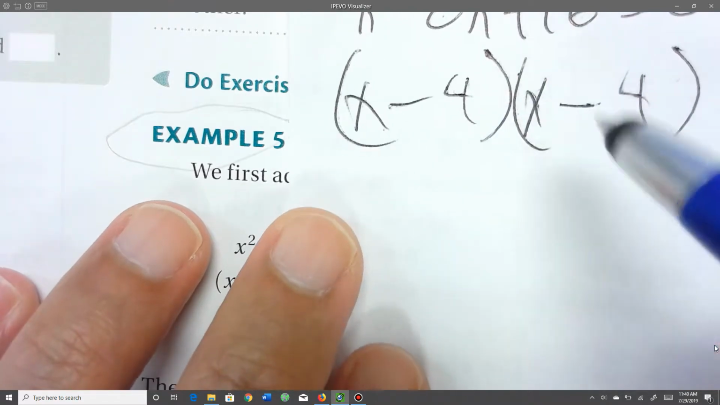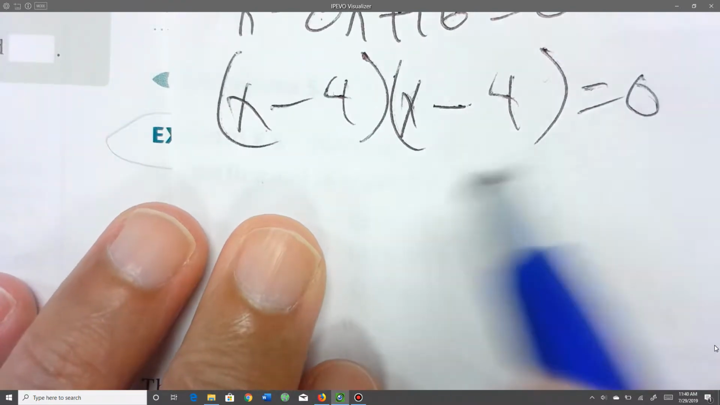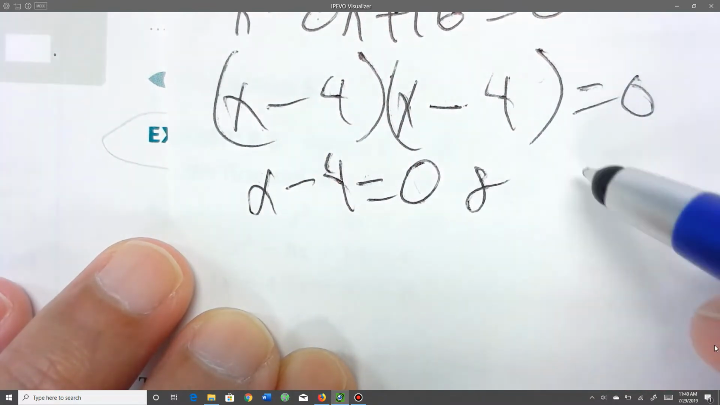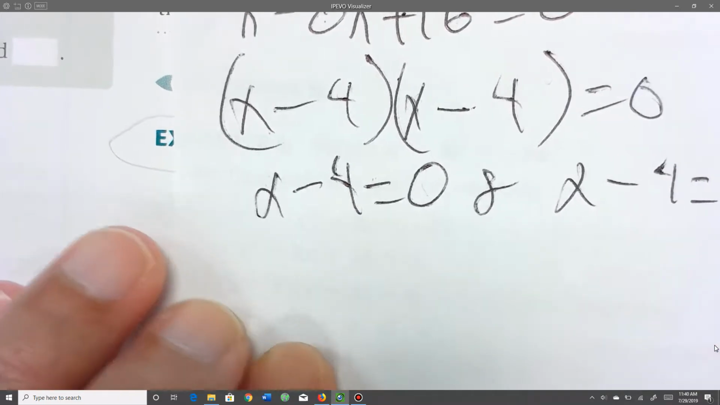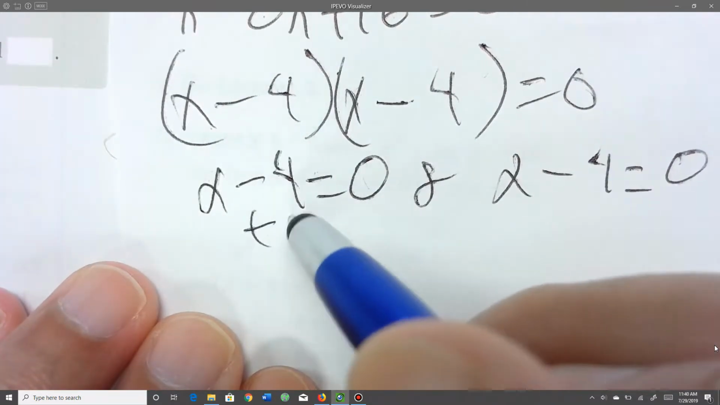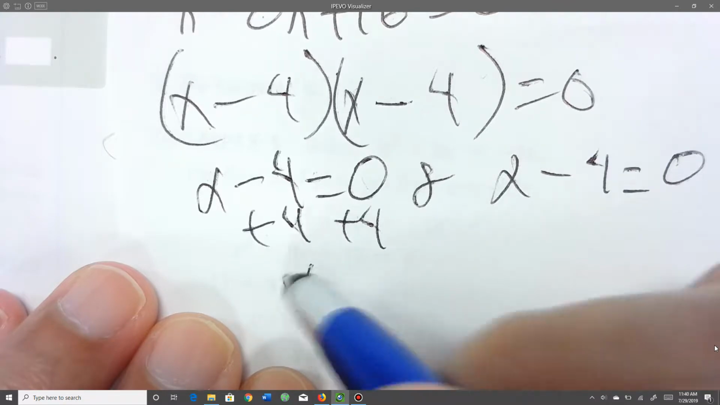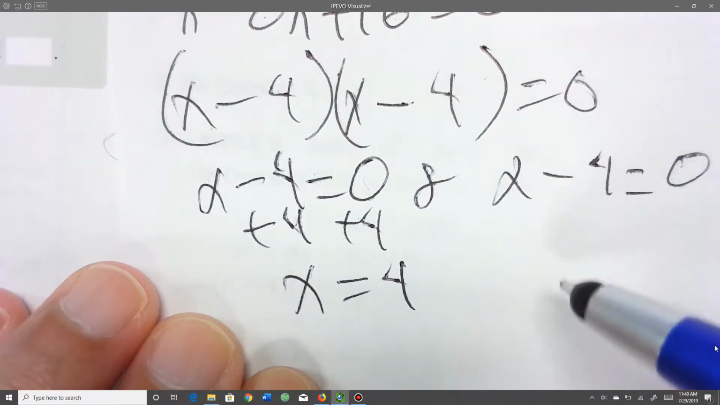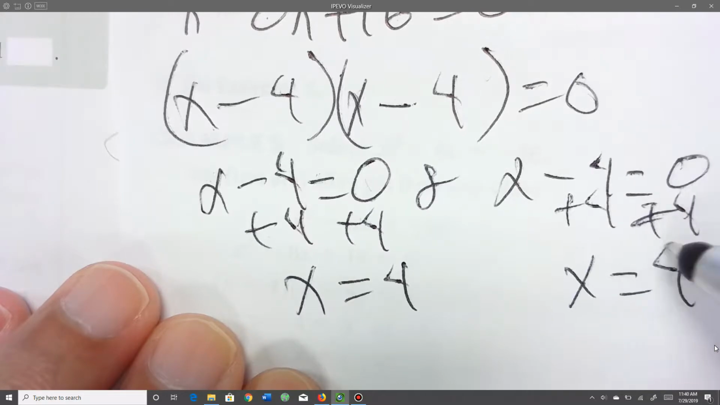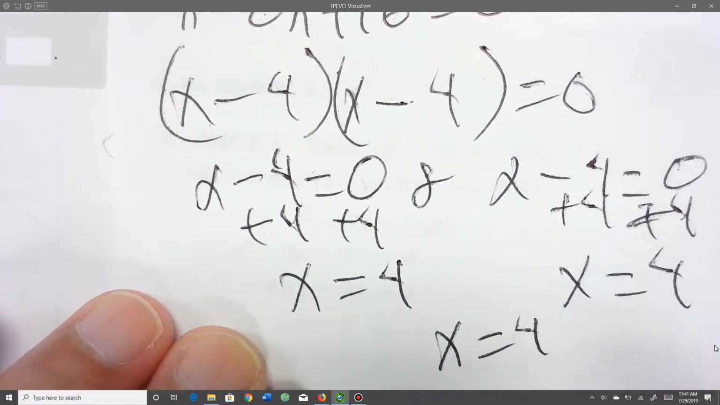And now I set them equal to 0, because this is what allows me to set this as two different equations. x minus 4 equals 0. Notice that we have essentially the same equation. Let me solve for this one first. I add 4 to both sides. The answer is x equals 4. And same thing for this one, plus 4. The answer is 4. So we only have one answer because both of them are the same. Therefore, x equals 4. Okay.